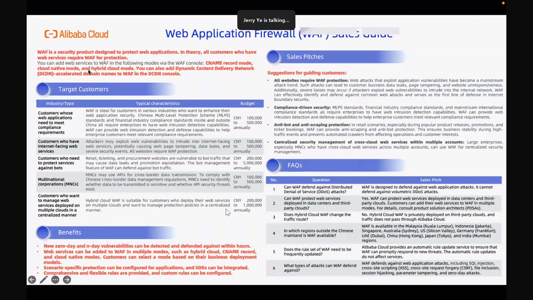Then we're gonna take a look at WAF, Web Application Firewall. Well, this one is one of the most mature products in Alibaba Cloud. So actually, in our opinion, we think all the customers who have internet-facing websites require WAF, but we have different selling strategies for different types of customers.